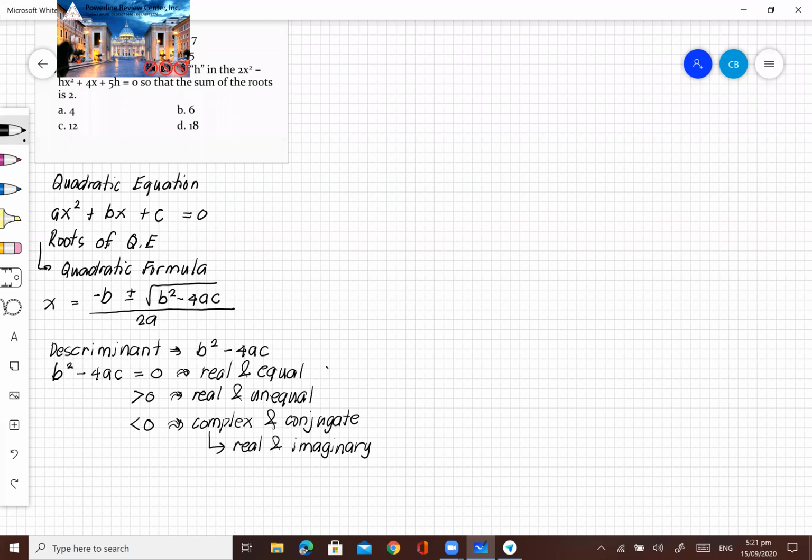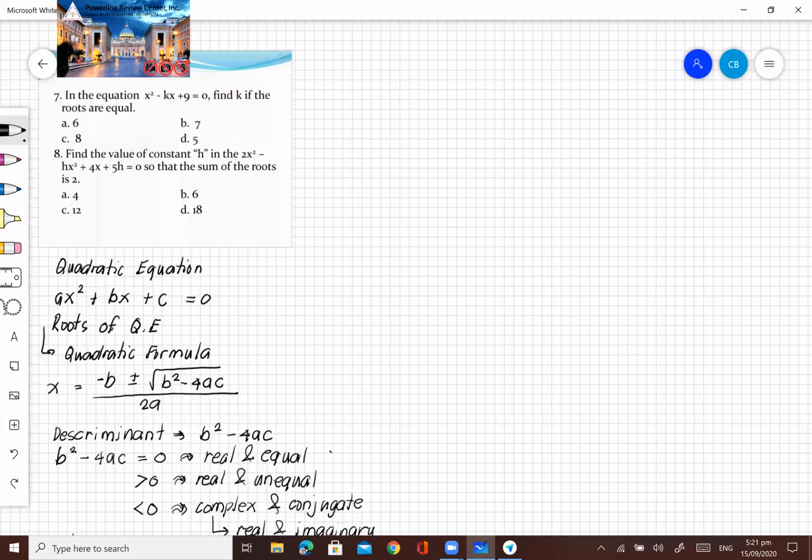Now, if b is 0, so let's say the first degree term is not available, the roots are pure imaginary. So we just reviewed those properties of the roots of our quadratic equation.